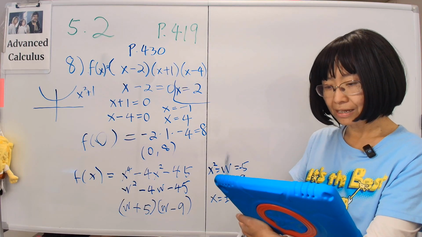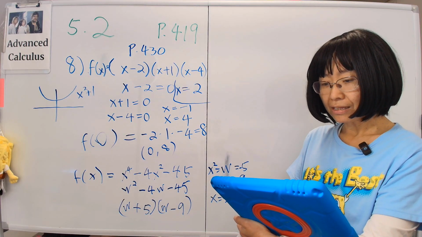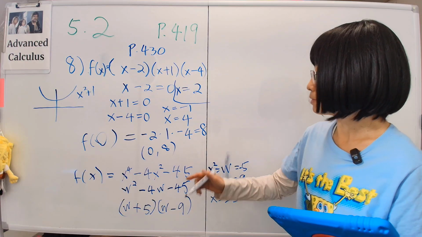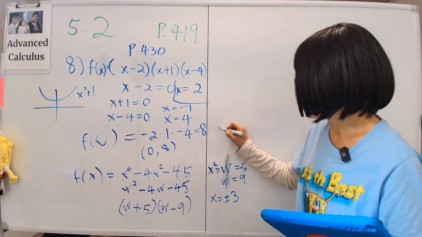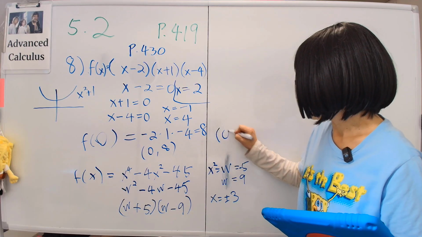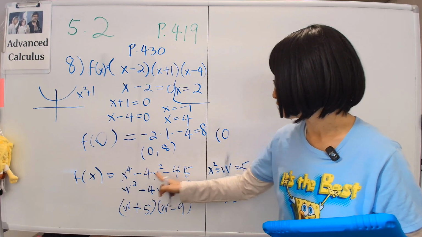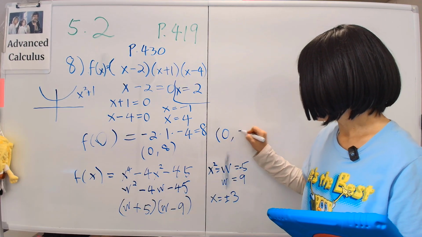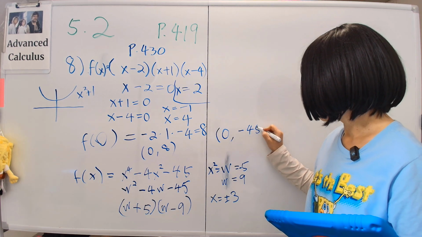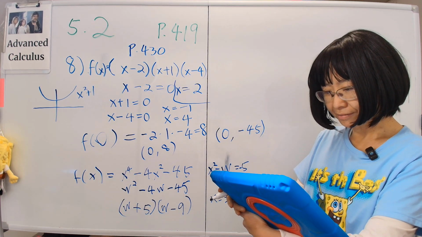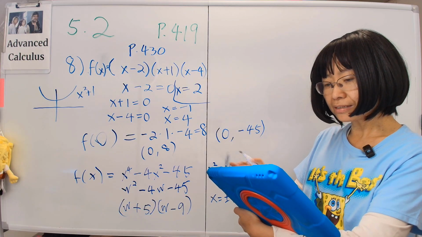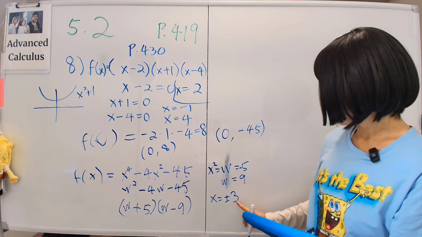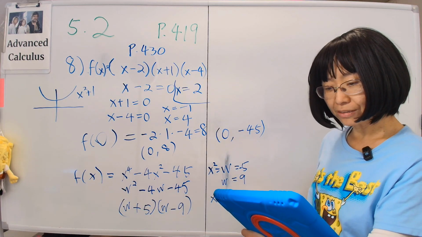Okay, and in the meantime, the y-intercept, which is much easier, is when you set x equal to 0. The y-intercept means x is 0. What happens when x is 0? 0, 0, minus 45, then the y-intercept will be minus 45. And that is that. All right, then the x-intercepts are (3, 0) and (minus 3, 0).